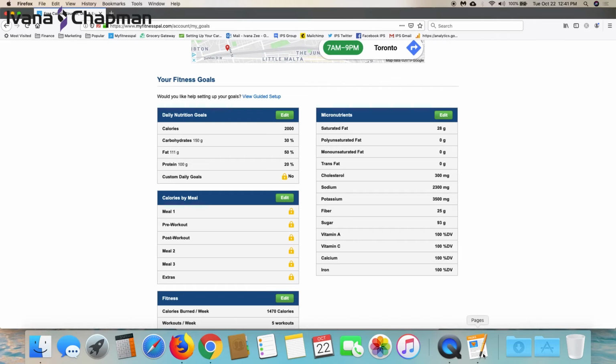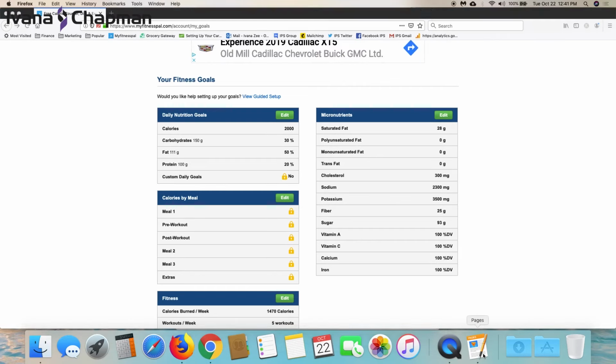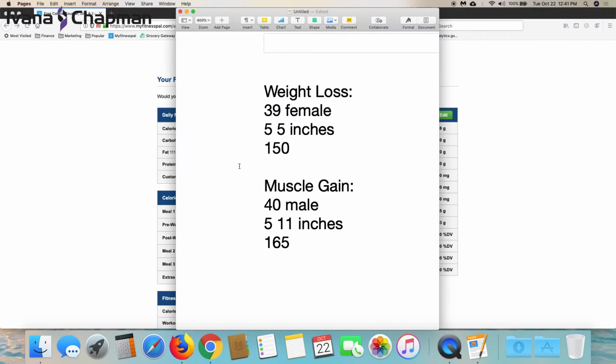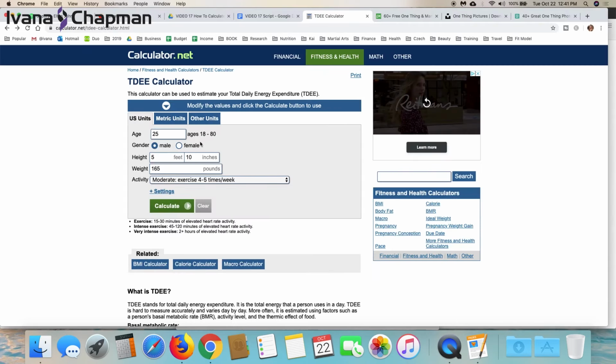I'm going to use 2 examples, one for weight loss and one for muscle gain. And these are the requirements. So the weight loss example, it's going to be a 39-year-old female, 5 foot 5 inches and 150 pounds. And then you've got a muscle gain example that I'll do second, 40-year-old male, 5 foot 11, 165 pounds. So let's start off here at the calculator.